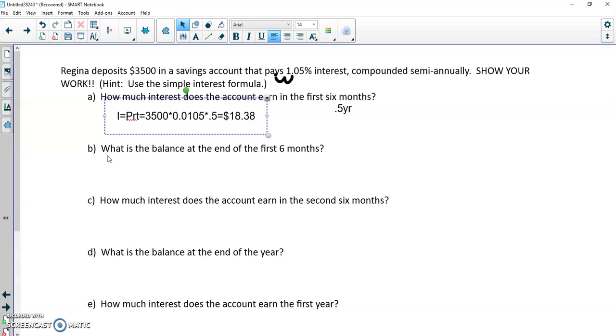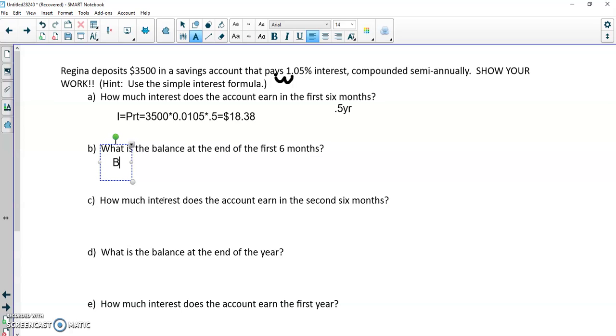So part B, what is the balance at the end of the first 6 months? So you don't just have $3,500 anymore. Now you have that $3,500 plus the interest, the money that the bank is giving you for holding on to that. So to calculate this one, we're going to take the balance and we're going to add the interest. So the balance was $3,500, and to that we're going to add the interest of $18.38. So our balance at the end of 6 months will be $3,518.38.